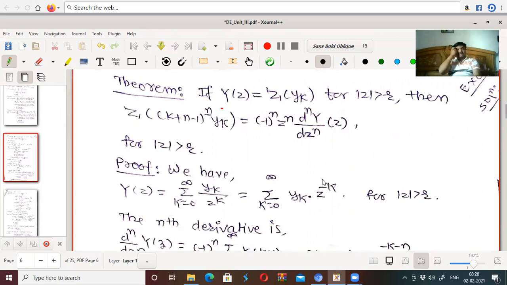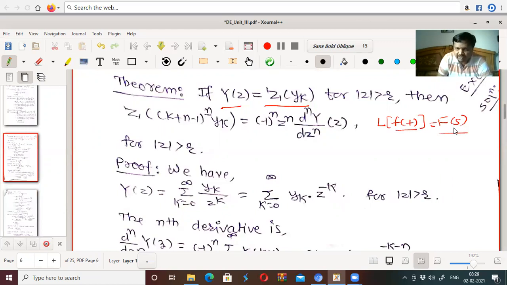If capital Y of z is equal to Z transform of yk, it is just like we know that L of f of t is denoted by capital F of s. This is called the Laplace transform of small f of t, and it is a function of s because of that e to the power minus st. In the same way, Z transform of yk is a function of z, so I will denote it by capital Y of z.